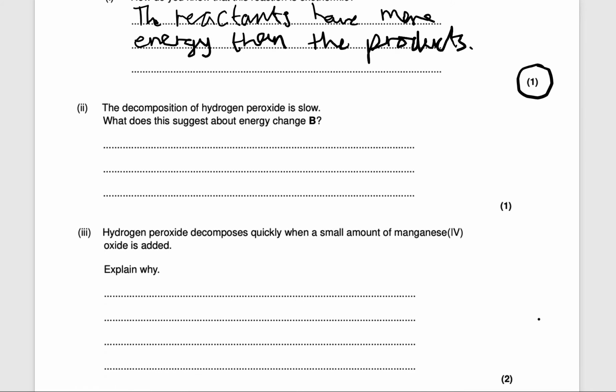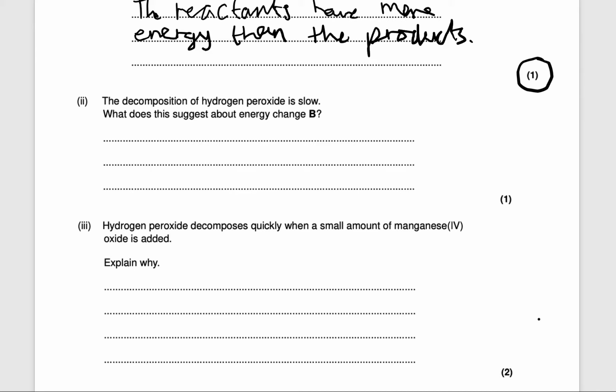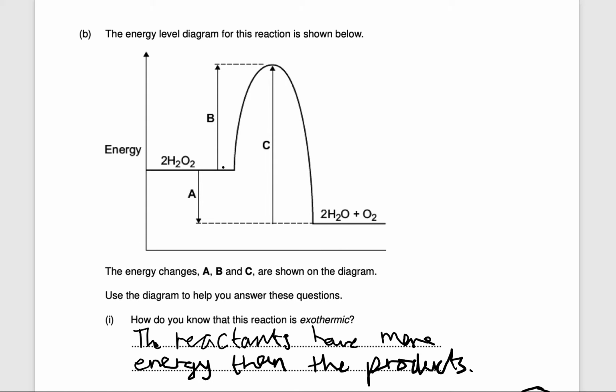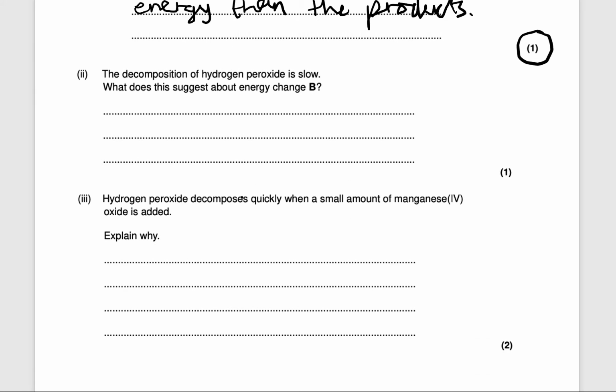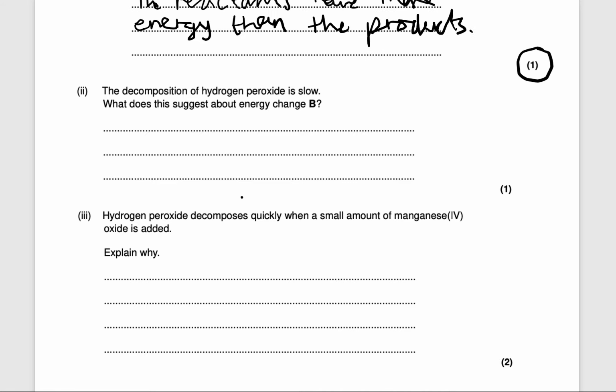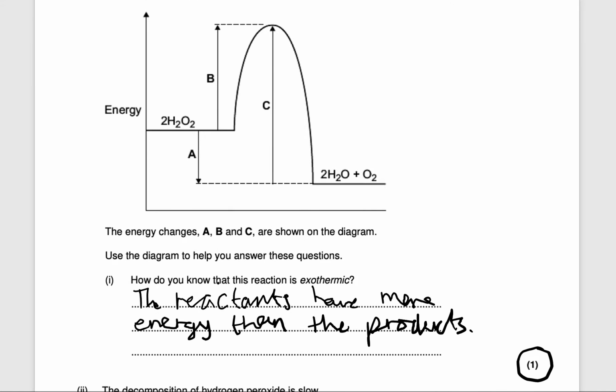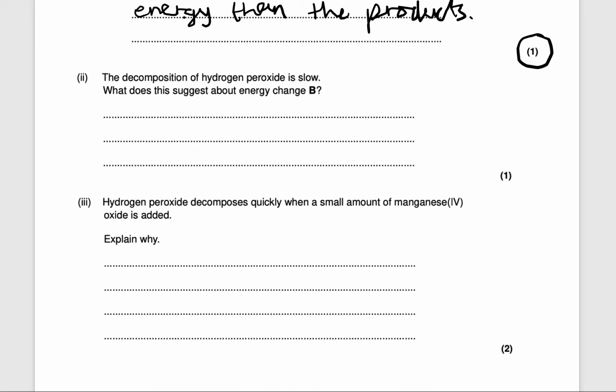Next question. The decomposition of hydrogen peroxide is slow. What does this suggest about energy change B? So if you go to energy change B, that tells us the activation energy, and that also tells us that energy change B is high. As you can see, it's the activation energy and it's really high, so that's the amount of energy required to start the chemical reaction. So what you need to say about this is that energy change B is high. Okay, and that will get us 1 mark.